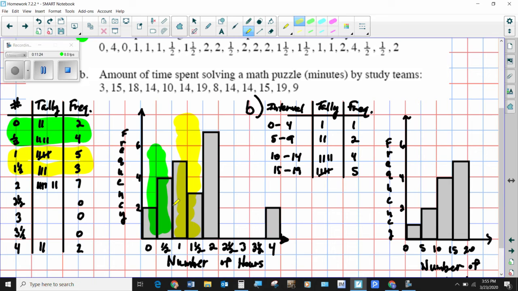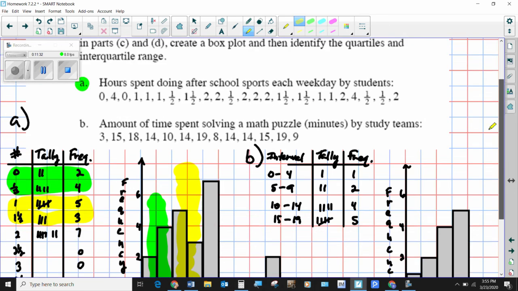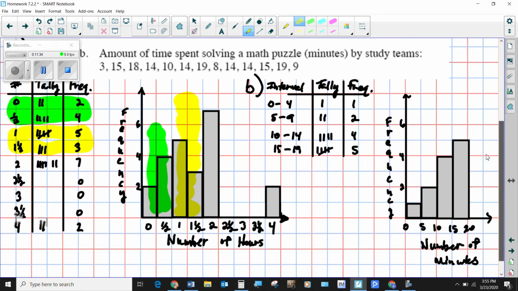They didn't give us any requirements as to how we were going to set up these intervals. At least I don't think they did. I didn't see them up there. So there's a little bit of flexibility with how you created this.